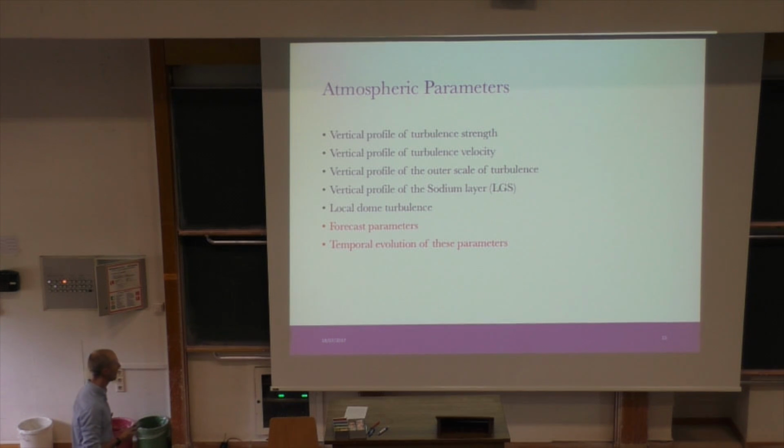Forecast parameters, so this is what we actually want to do with them then. If we can forecast these in advance, it means that we can take a step towards queue scheduling, which is smart scheduling of our observations. And then the temporal evolution of these parameters is also extremely important because on an ELT scale, building a tomographic reconstructor, building this atmospheric model, is not trivial, it's really hard to do. And if we have to do it every 10 seconds, well, at the moment that's impossible. If we have to do it every half an hour, we can do that. So trying to work out the temporal evolution of these parameters is particularly important.